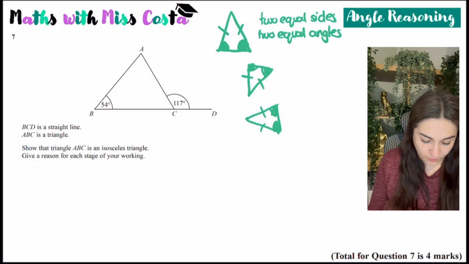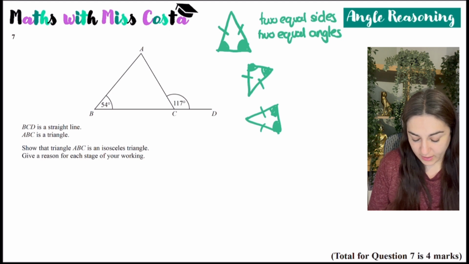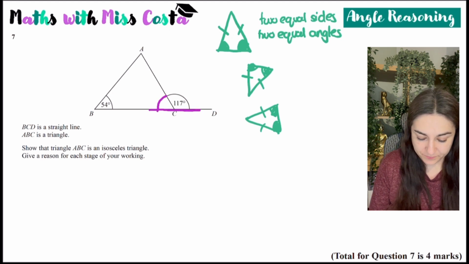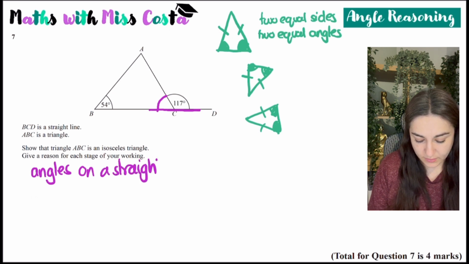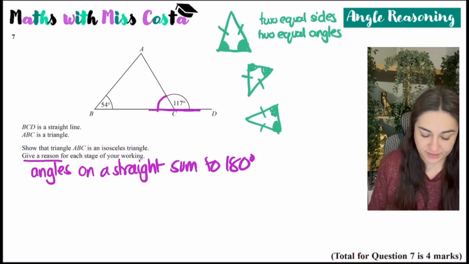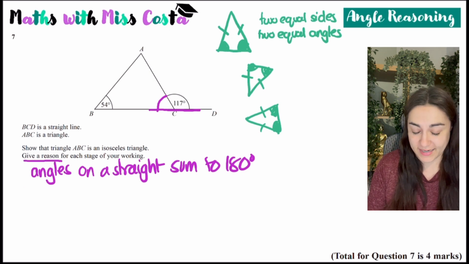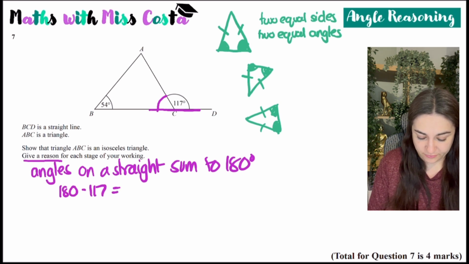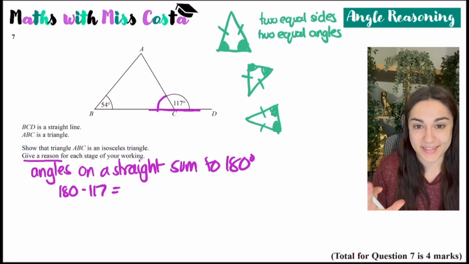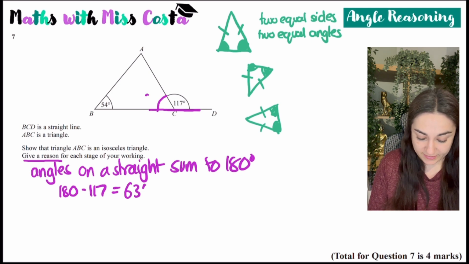So step one, what we're going to want to do is figure out what the missing angles are. So here I've got a straight line, and I know that angles on a straight line sum to 180 degrees. This is an angle fact. Because it says give a reason for each stage of your working, you're going to have to write the full fact out. So angles on a straight line sum to 180. So we do 180 take away 117, which would give you 63 degrees. Again, it's a calculator paper, so you can use a calculator for that.